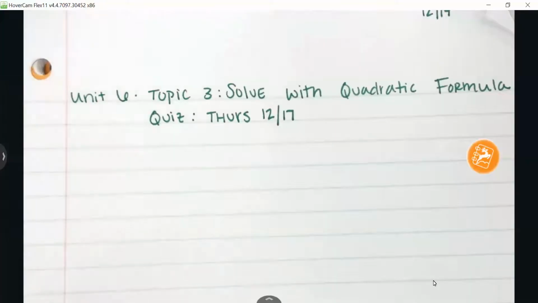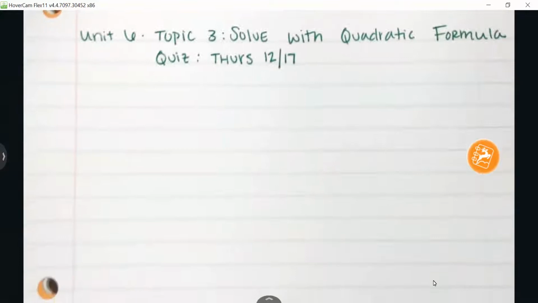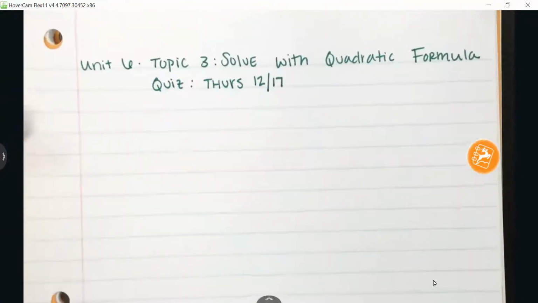At the top of your paper, you should have Unit 6, Topic 3. This is the only thing on your quiz Thursday, just the quadratic formula. There's nothing else on your quiz, okay? Oops, sorry, there you go.